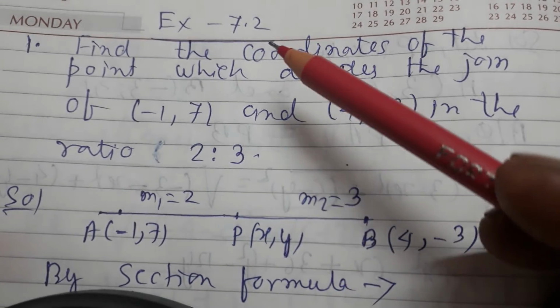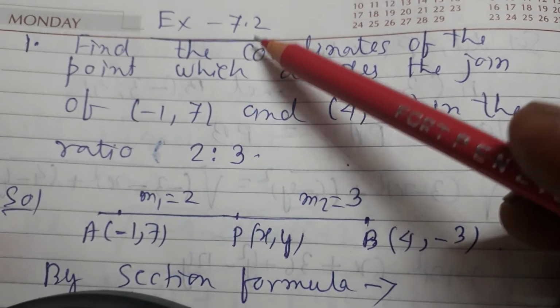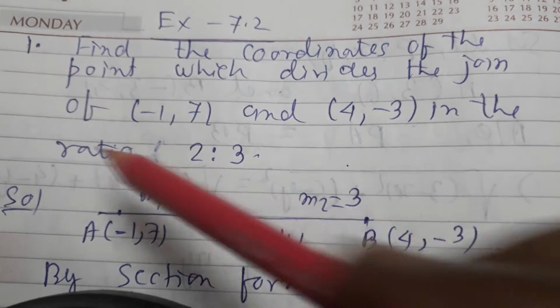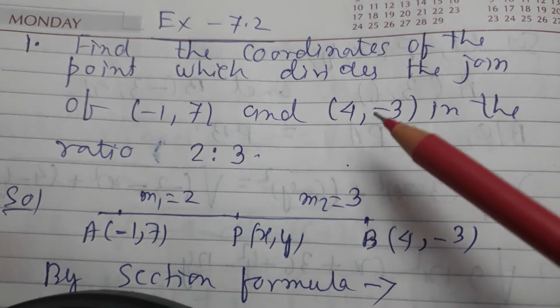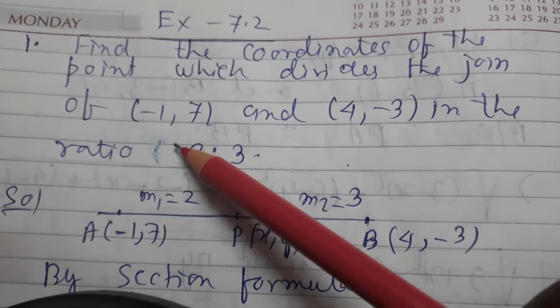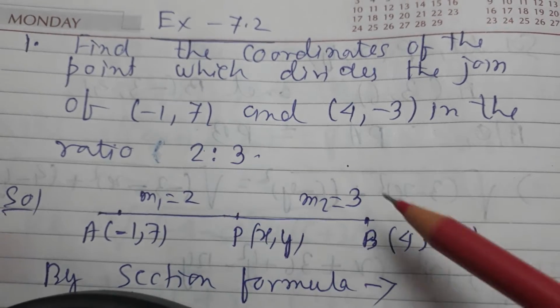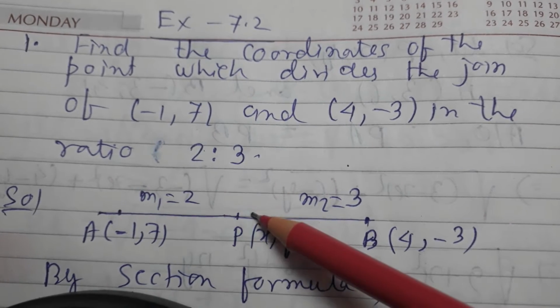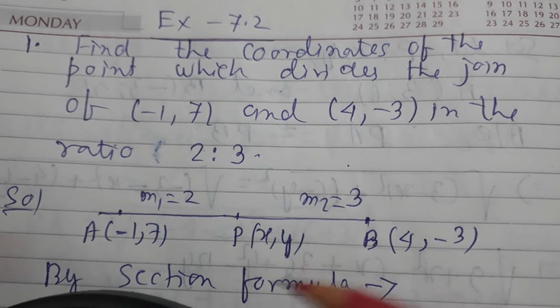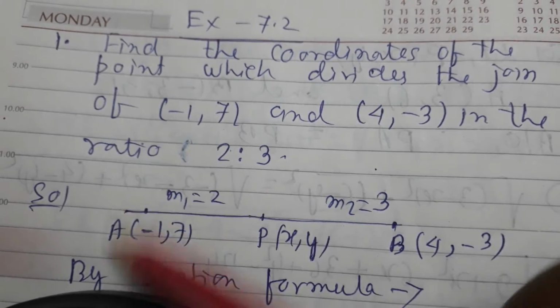Today I shall start exercise 7.2. Question number 1. Find the coordinates of the point which divides the join of (-1, 7) and (4, -3) in the ratio 2:3. Now I explain the question.